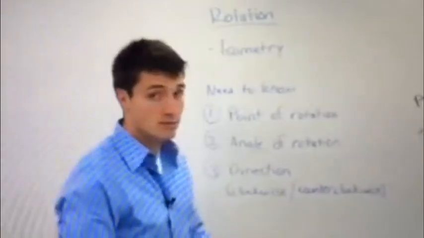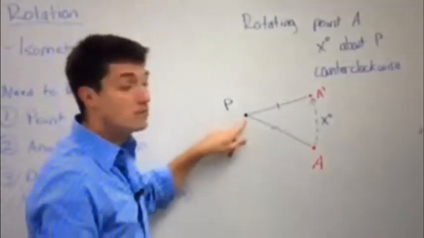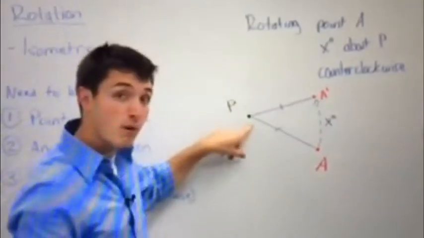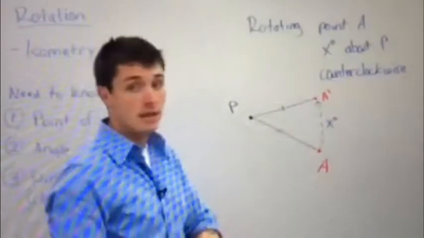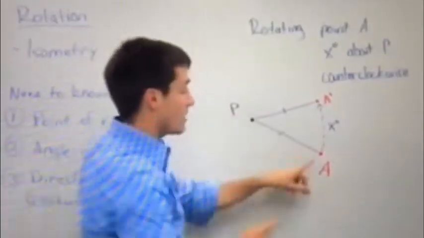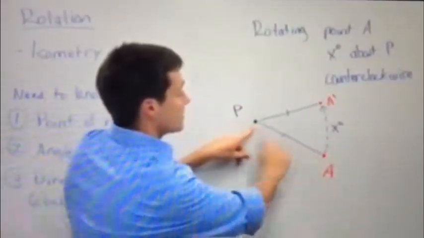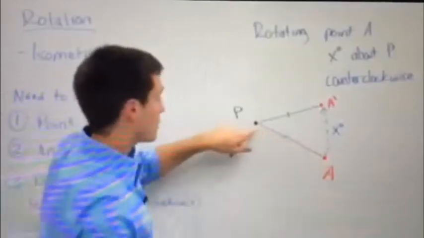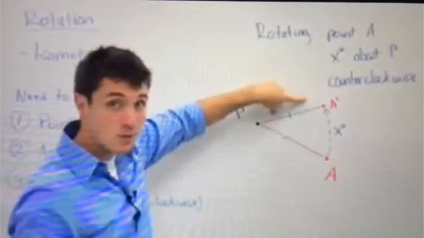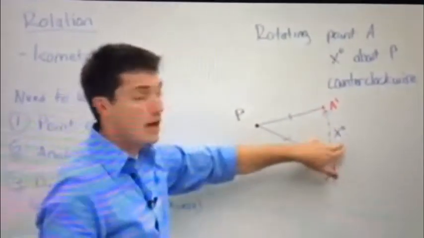So to make this a little more specific, I've drawn a little diagram here that shows rotating point A to A prime about point P x degrees counterclockwise. So again, the first thing you need to know is if you have an image or a point, where are you going to rotate it about? Because this distance between your point and where you're rotating needs to be constant or congruent to your new image. Second thing that you need to know is how many degrees.